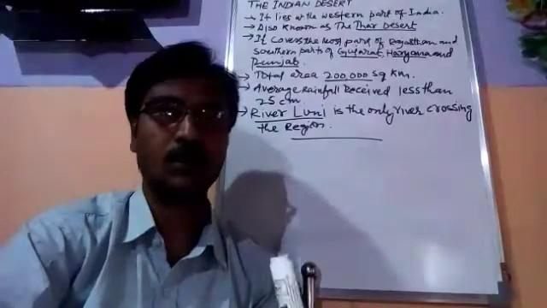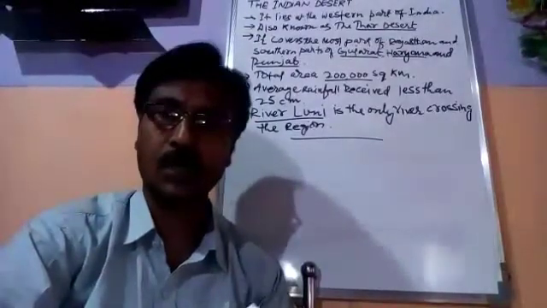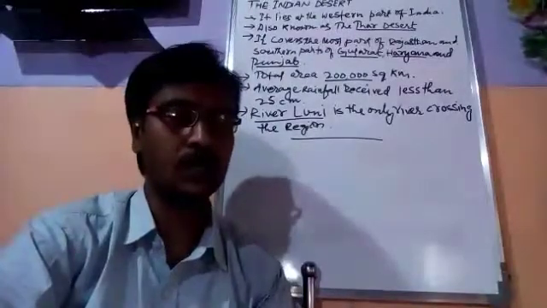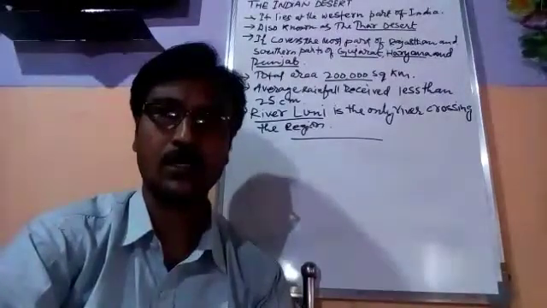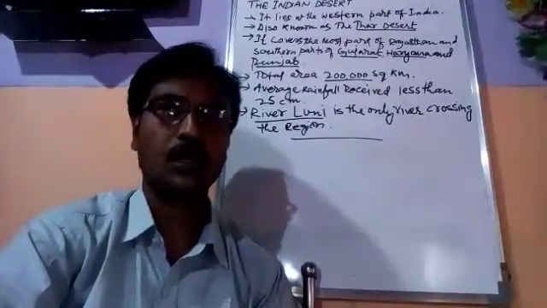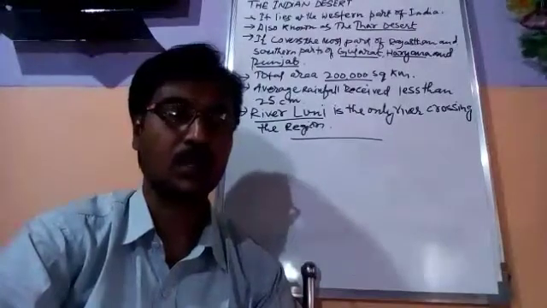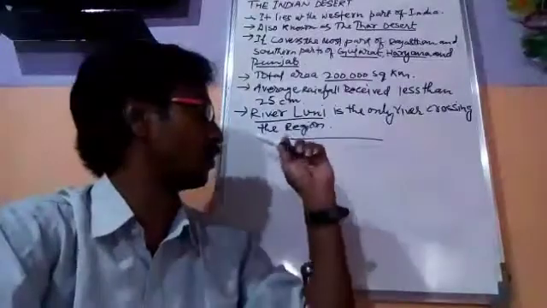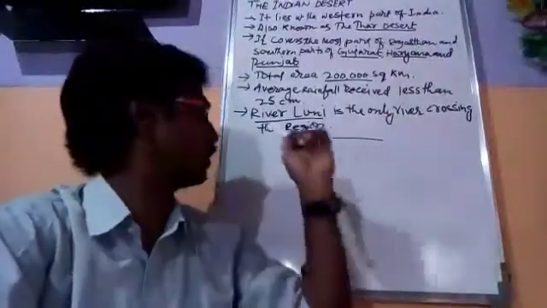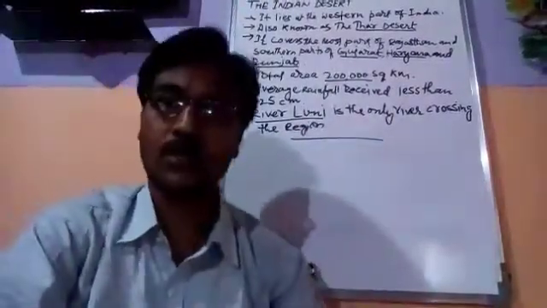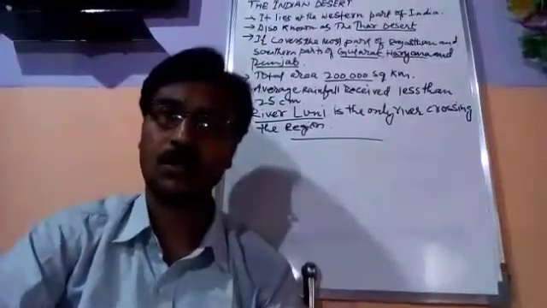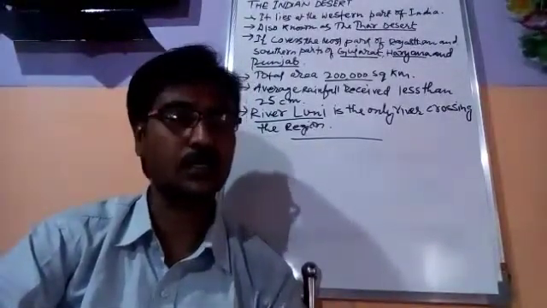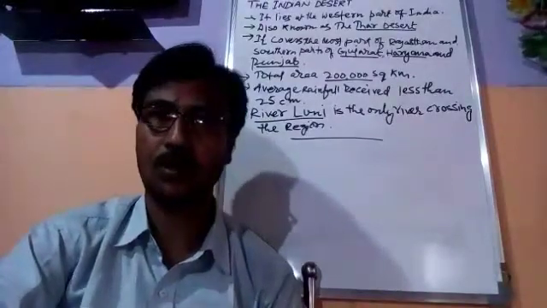Because of the construction of Indira Gandhi Canal, the irrigation is being done, and with the help of irrigation, the cultivation is done in some parts of Rajasthan. The only river that passes through this region is river Luni. So students, that is all about the Great Indian Desert, which lies at the western part of India.